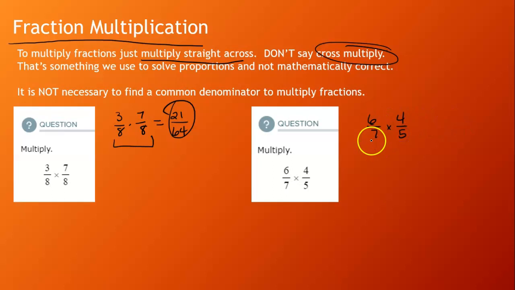All right, we should have checked top to bottom, nothing to simplify here, nothing to simplify here, nothing to simplify diagonally. So I'm ready to multiply straight across, not cross multiply. 6 times 4 is 24, 7 times 5 is 35. If you've reduced correctly within this problem, there shouldn't be anything to reduce here, so you should have gotten 24 over 35.